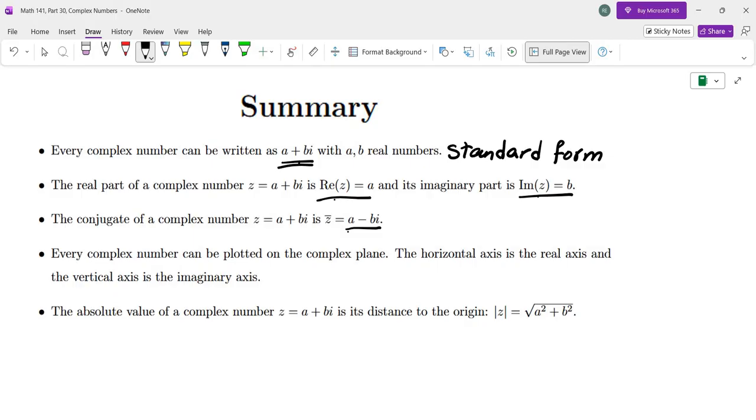Every complex number can be plotted on the complex plane. The horizontal axis is the real axis and the vertical axis is the imaginary axis. The absolute value of a complex number, z equals a plus bi, is its distance to the origin, which is the absolute value of z equals the square root of a squared plus b squared.